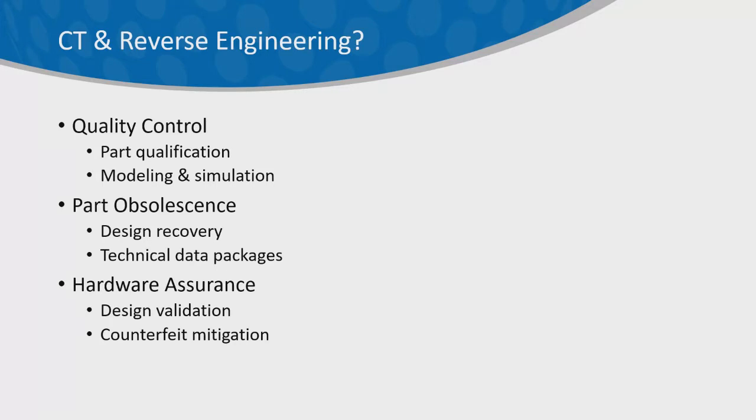And then another one that's probably come up maybe more in the last 5 or 10 years now is counterfeit mitigation. So using CT to look at a part, whether it's an electrical component or a manufactured part, and tell if it's authentic or not. So maybe look for things in the design, in the part structure, to be able to validate its authenticity.